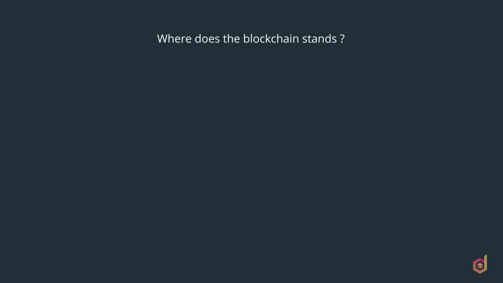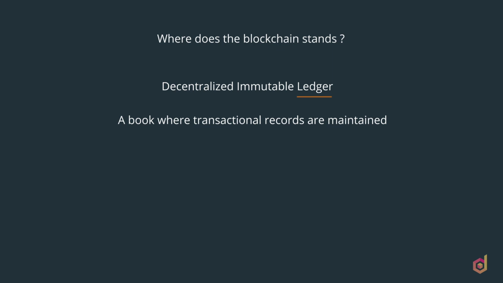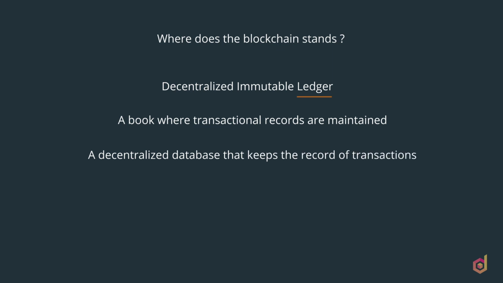Now when blockchain comes into the picture, by its definition, blockchain is a decentralized immutable ledger. We will come to decentralized and immutable later, but what's a ledger? A ledger is just a book where all your transactional records are maintained. That's correct. So blockchain is nothing but a decentralized database that keeps a record of transactions.